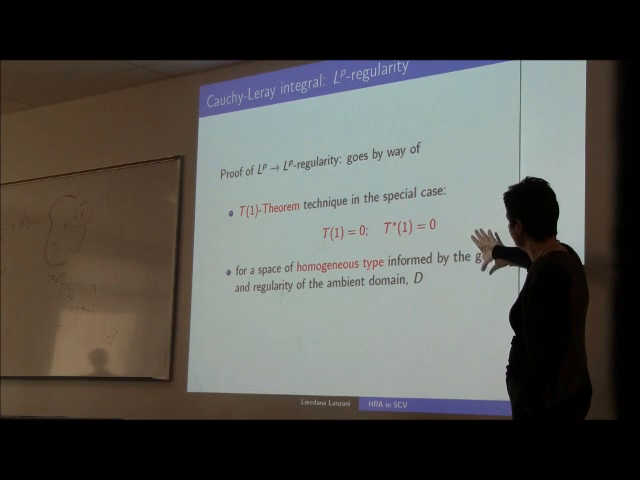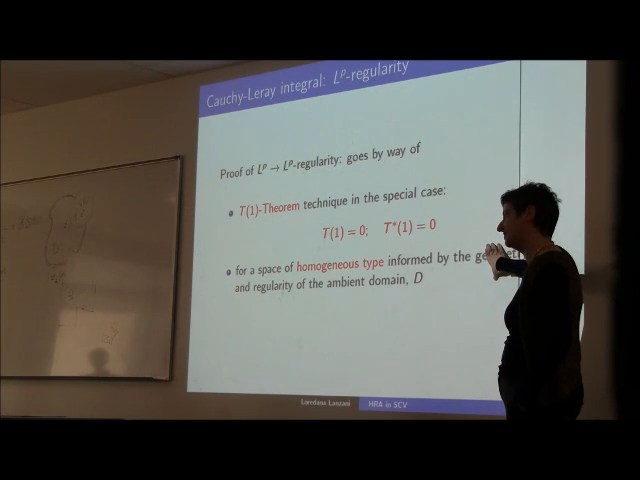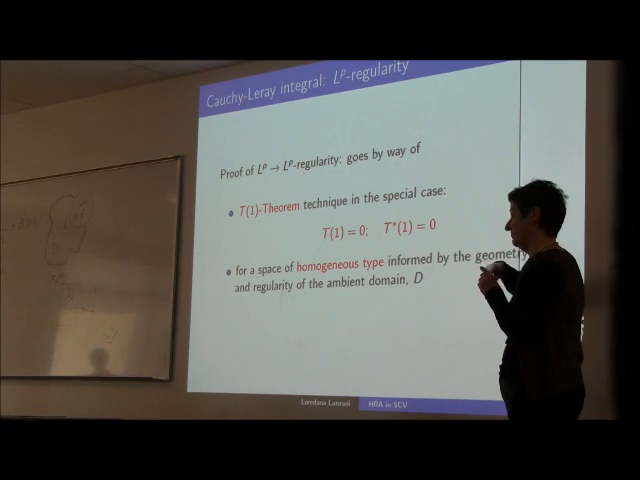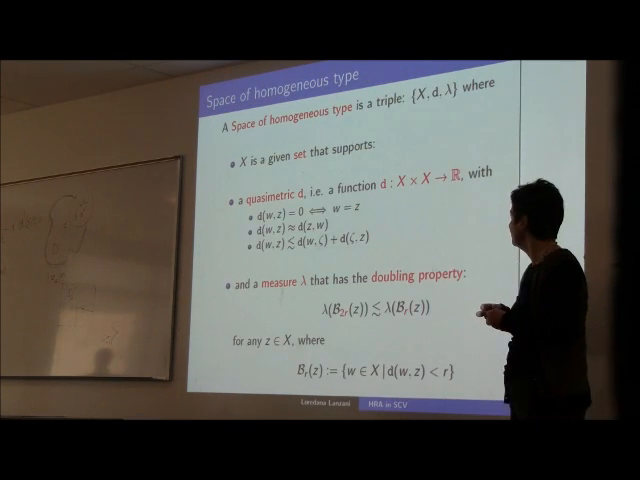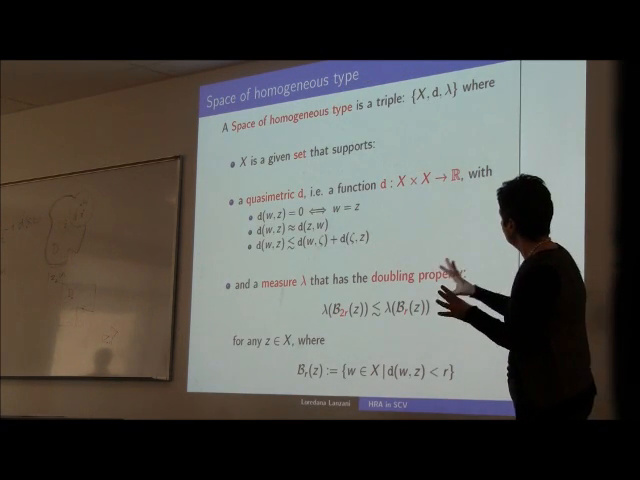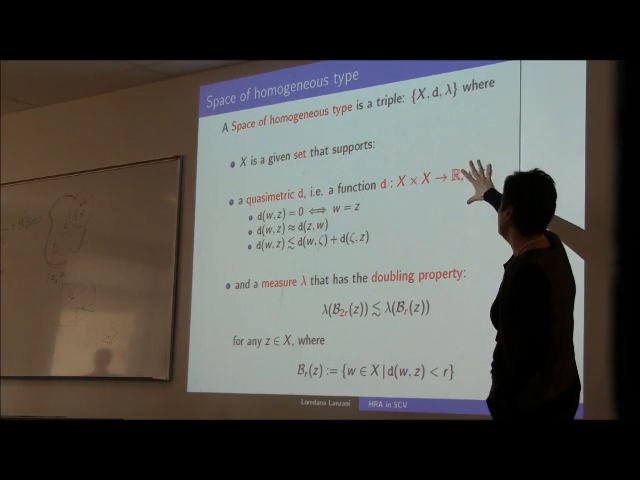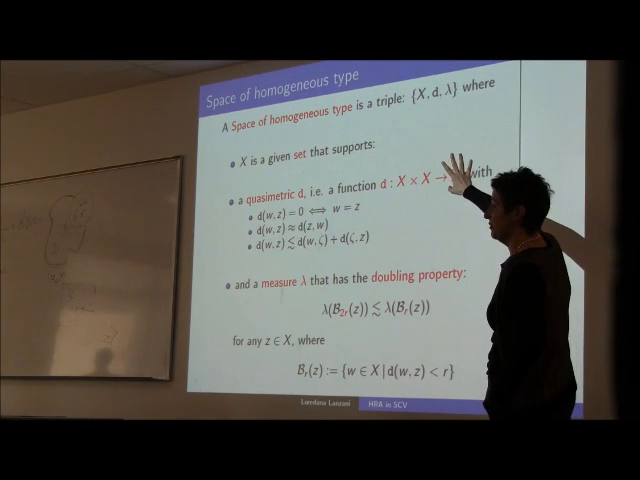And we have to do this not for Euclidean space, but rather for a space of homogeneous type that reflects the geometry of the boundary. The fact that we're dealing with some kind of convexity. So for those of you who do not work in this field, a space of homogeneous type is a triple. A supporting set.